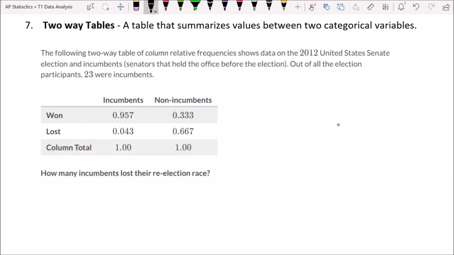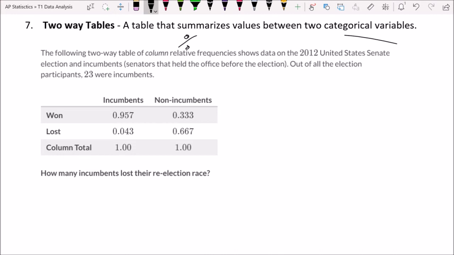Two-way tables. These are just tables that summarize values between two categorical variables. What we mean by that is the variables are not taking on all these numeric values, they're broken up into categories. So here's an example. In the following table of column relative frequencies, read that as percentages, by the way, they show data on the 2012 United States Senate election and incumbents.